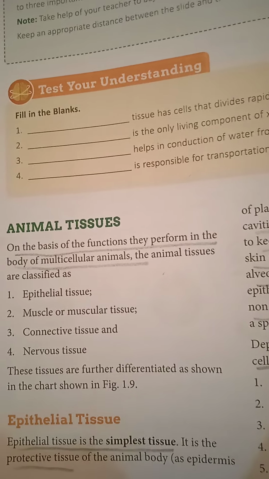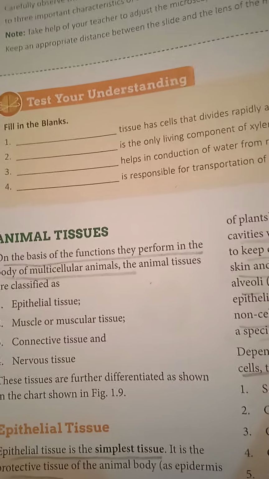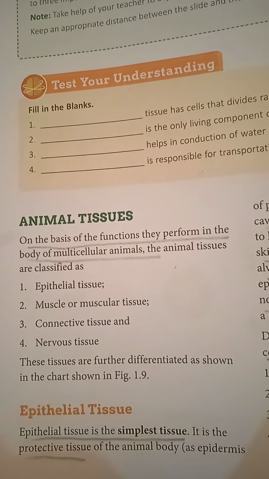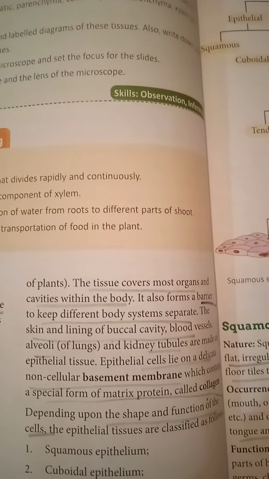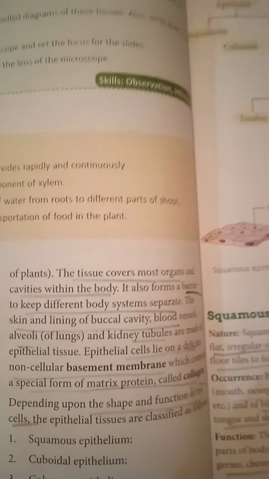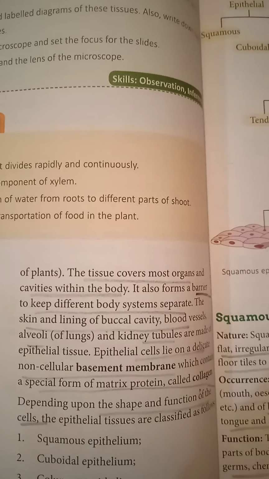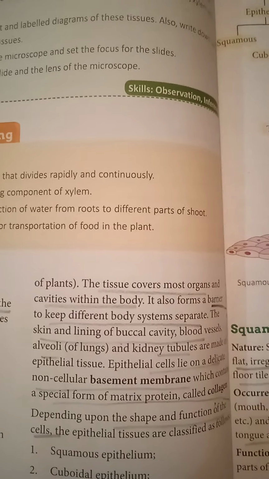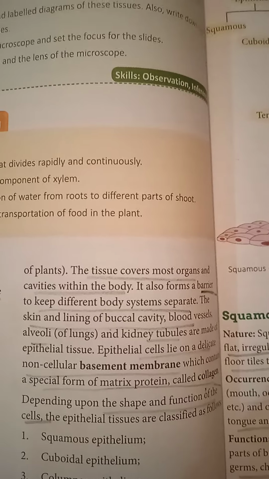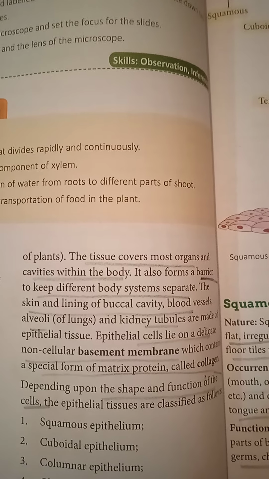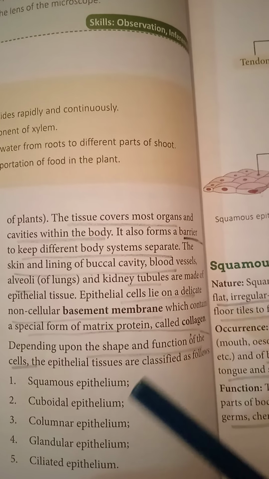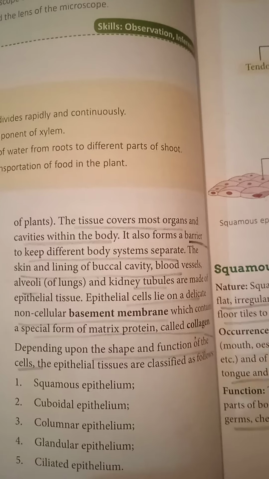These tissues are one of the simplest kinds of tissue present in the body of animals or plants. They cover most of the organs present in the body. They separate the different organs of the body by covering them and providing the lining. These epithelial tissues vary to a great extent in their shape as well as in their function, and on that basis they have been divided into squamous, cuboidal, columnar, glandular, and ciliated.